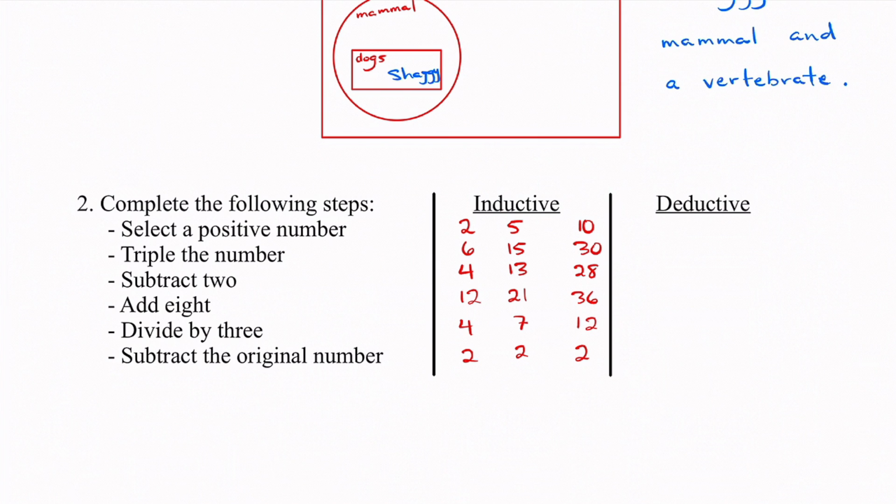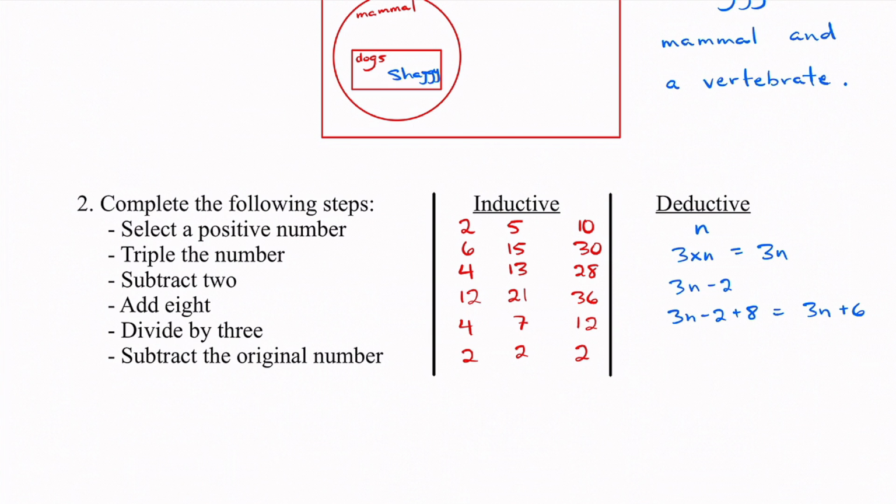So now that we've done it inductively, let's do it deductively, and we'll see what happens. So select a positive number. So what I'm going to do, I'm going to choose n. N is going to represent my positive number. Triple that number. So I'm going to have 3 times n. That's just 3n. Next step, subtract 2. So I got 3n, subtract 2. Can't do any simplifying with that. Then it says we are going to add 8. So I got 3n minus 2. Add 8 onto that. This I can simplify. The negative 2 and the plus 8 I can put together and get a plus 6.